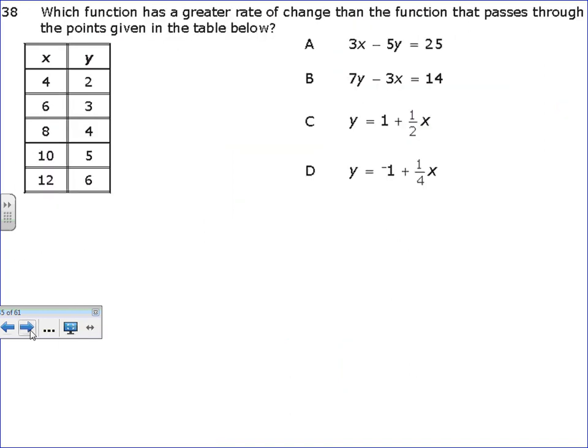Okay, for question 38, it says, which function has a greater rate of change than the function that passes through the points given in the table below? And you have a table there and lots of answer choices. So it says, which function of the answer choices has a what? Greater rate of change. When it says that, they're saying which one has a greater what? Slope. Which one has a greater slope?